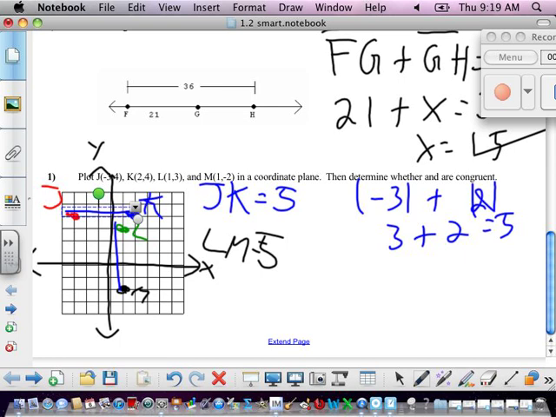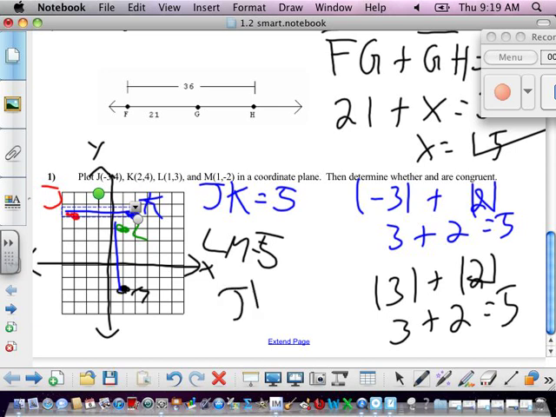Okay, so I'm looking from L to M, so I know I'm going from 3 to -2. So the absolute value of 3 is 3. Absolute value of -2 is 2. So 5. So are they the same length? Yes. So we're going to put segment JK is congruent to segment LM. Questions about this?